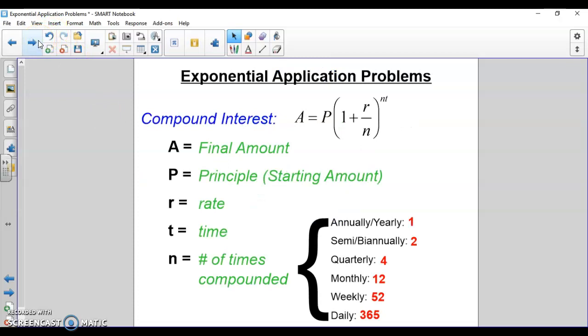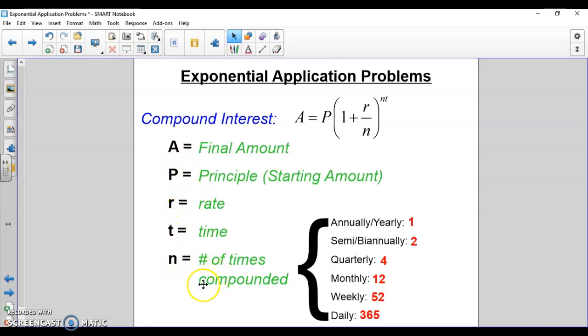Next, we got another formula. Everything else remains the same. If you notice, the formula looks the same, just I'm adding the n value into it. We have A equals P times (1 plus r over n), all to the nt power. Now, everything, A, P, r, and t, same thing.